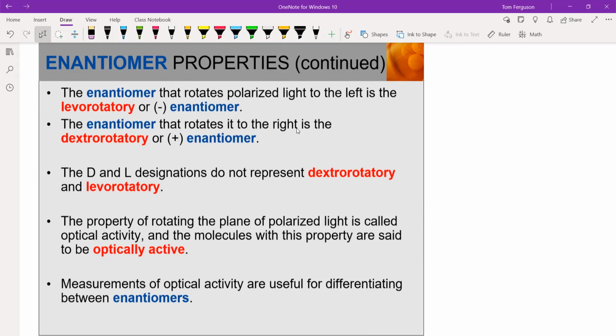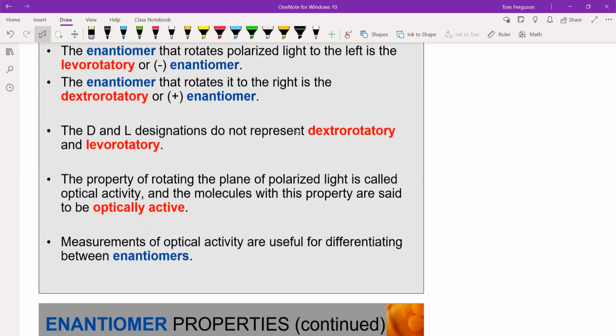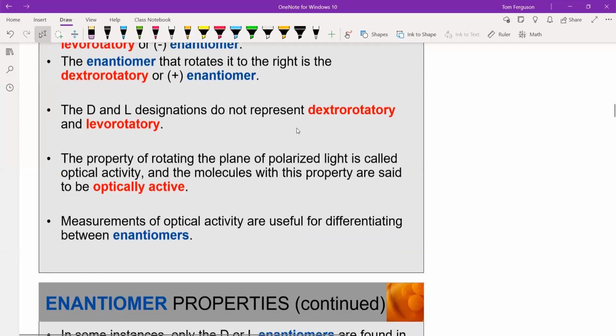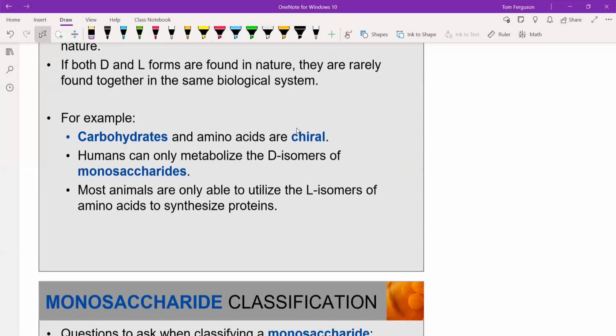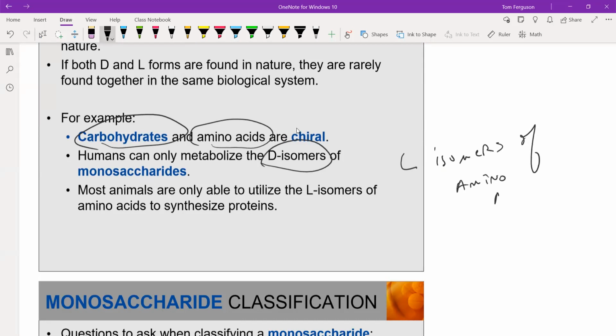If it rotates light to the left, it's called levo-rotatory, versus dextro-rotatory. Okay, I already mentioned amino acids are chiral and carbs are chiral. And the L form for amino acids.